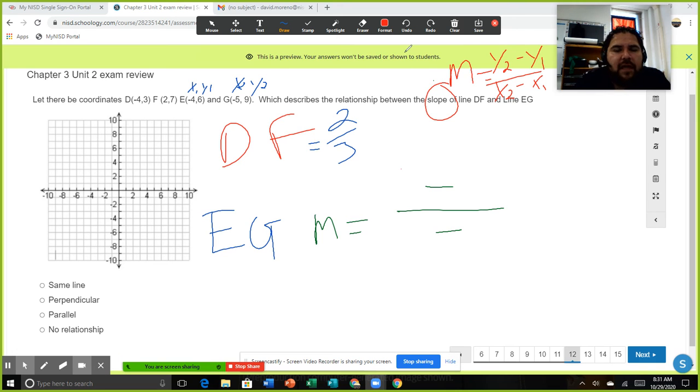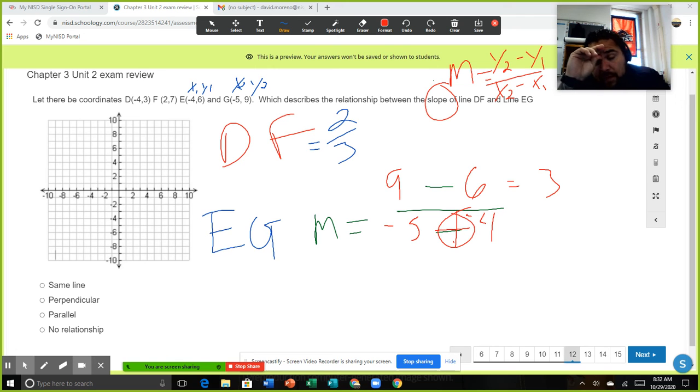Okay, y2 is 9, minus y1 is 6. Okay, x2 is negative 5, minus x1, which is negative 4. Okay, 9 minus 6 is 3. Negative 5 minus negative 4, that's a change, right? Negative 5 plus 4 is 1. Okay, that's 3 over 1, that's slope of 3. Those two slopes are not the same. They're not perpendicular. That means they have no relationship whatsoever.